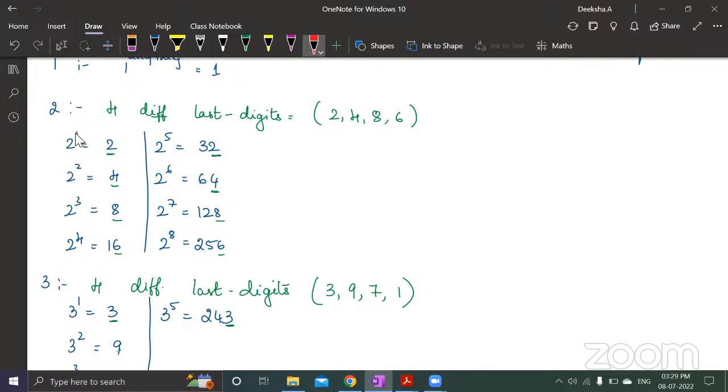Here, if the power is a multiple of 4, 4, 8, for the next number, it's going to be 2 power 9, 2 power 10, 2 power 11, and 2 power 12. So if the power is a multiple of 4, then the last digit is the last number of the cycle.